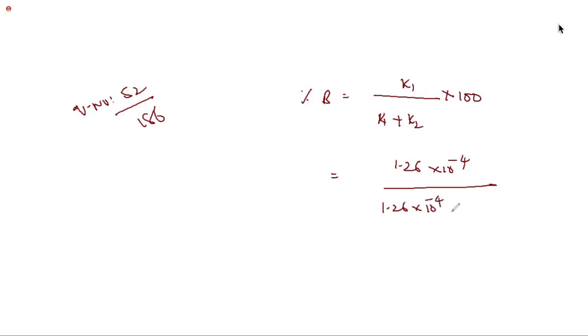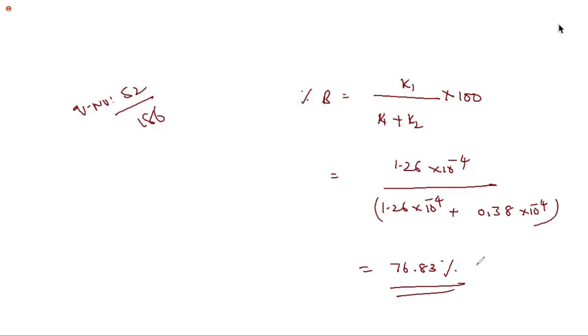Like addition will be, plus this you do 0.38 into 10 power minus 4. If you take in the same unit, the value you can do it. And how much are you getting? 76%? Mohit, second option? Yes, the second option is correct.